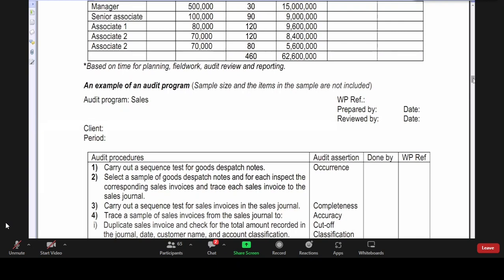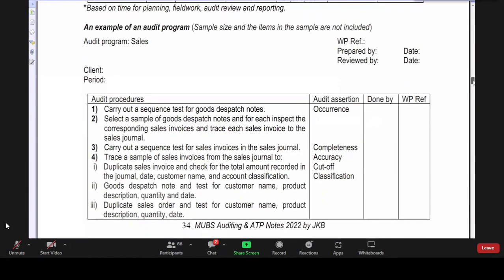I won't go so much into them because you're going to do them when you're studying audit of financial statements. Like you say, you can carry out a sequence test for goods dispatch notes. I'll give you an example. When you have dispatch notes, they have to be in chronological order. You cannot have dispatch note 1, then you go to 10. They are supposed to be in order. Even the invoices are supposed to be in order.